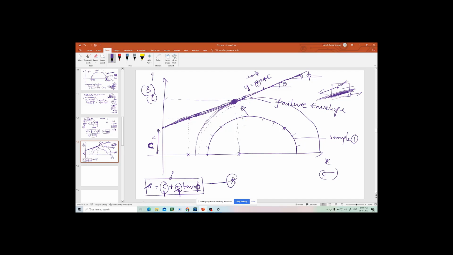Why is it called the failure envelope? Because beyond this it will be a failure condition. You cannot cross this line, right? When you are crossing this line, that means the soil has already failed. You cannot cross. When it is touching, it is failing.